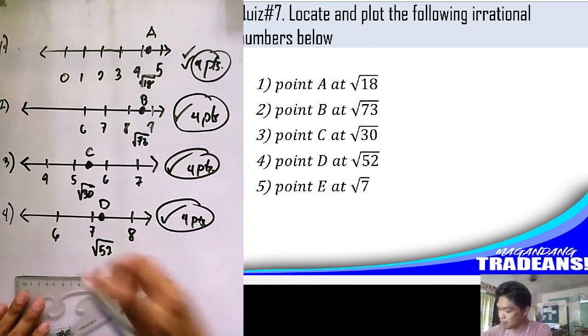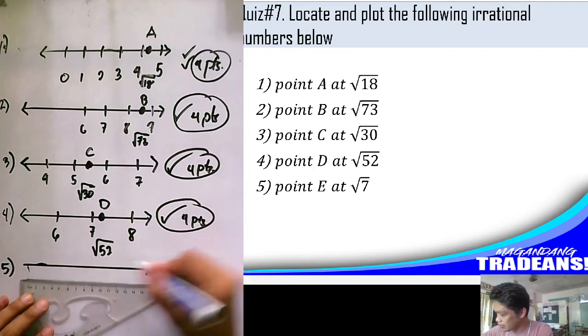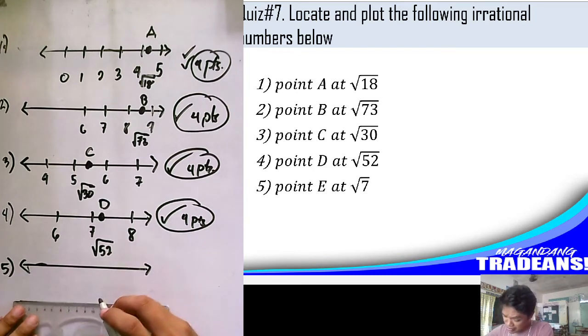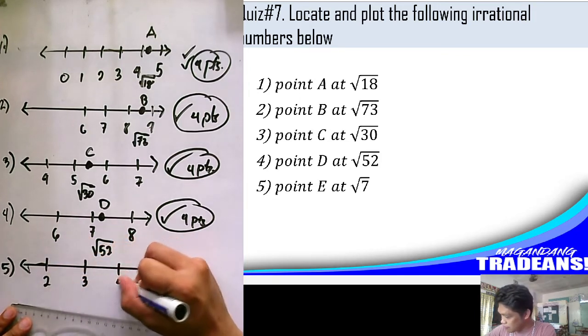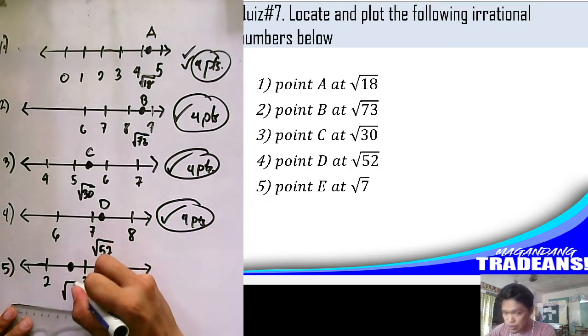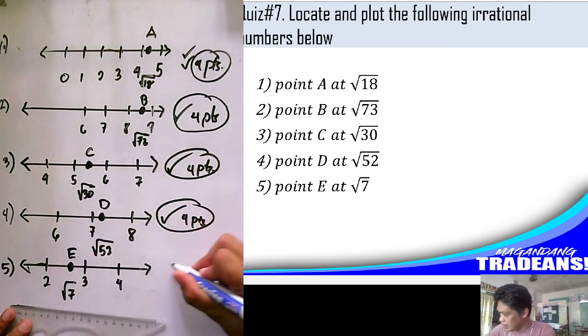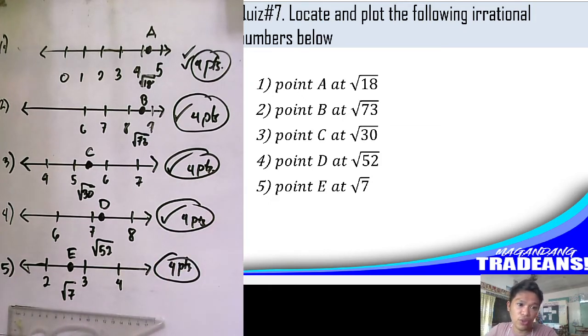And the last is number 5. Draw a straight line with an arrow. Then the given is square root of 7. And square root of 7 is just the same as 2.64. So this is 2, this is 3, this is 4. 2.64, lampas po siya ng 0.5. So mga dito siya banda. This is square root of 7 and this is point E. Again, this is 4 points. So, a total of 20 over 20. So, that is our quiz number 7.